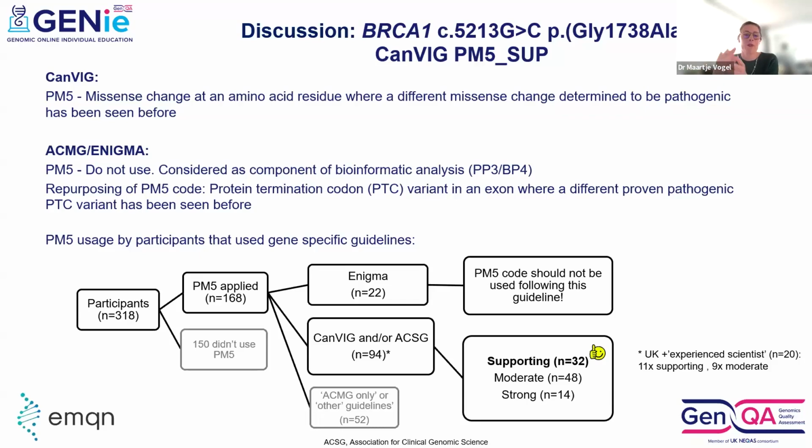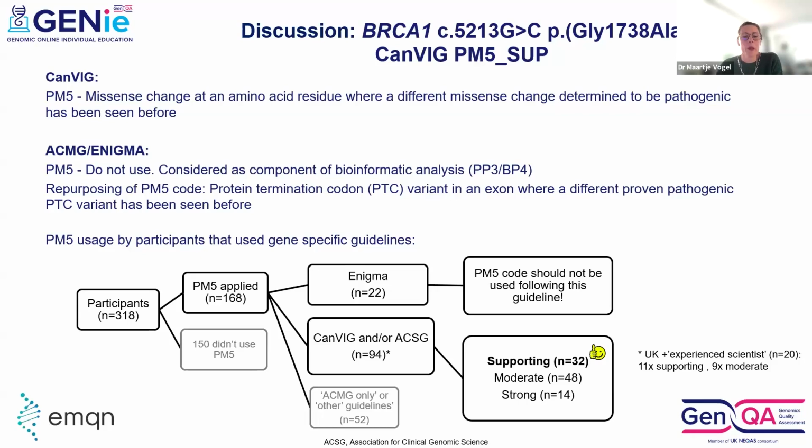So it's now used for a completely different situation. It's used for nonsense and frameshift variants in a certain context, and you can find details on that in the guideline. But it's good to realize that PM5 can only be used with CANFIG in this way.